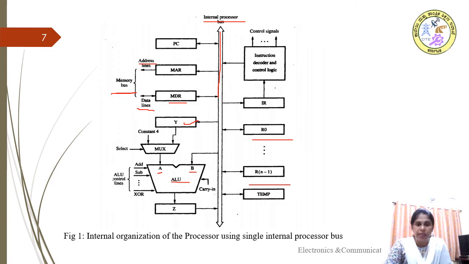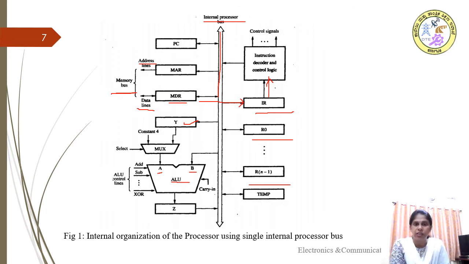Here you can observe terminal B is directly connected to the bus, and terminal A is connected to the bus through one of the temporary registers, Y, and also the mux. Along with that, we have one more register called the instruction register. As I have already told, the instruction register holds the instruction which has to be executed. Once we fetch the instruction from the memory, it is loaded into the MDR. From the MDR, it is forwarded to the instruction register, and from the instruction register, to the instruction decoder and control logic.